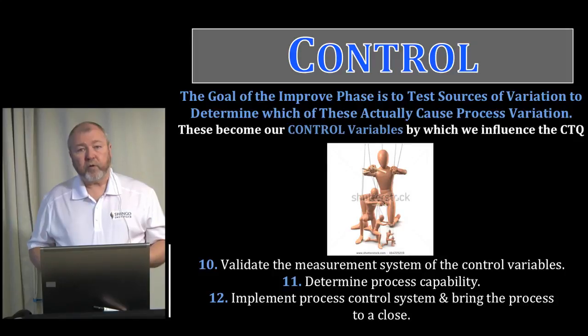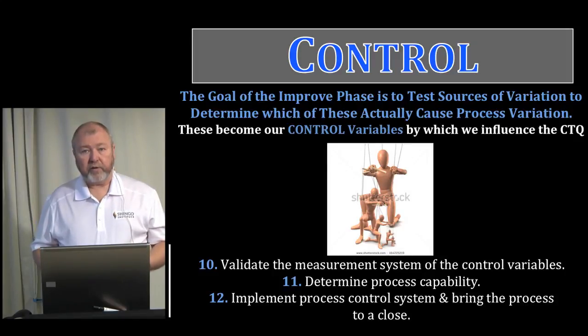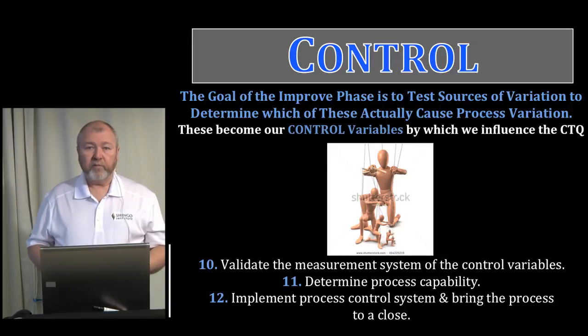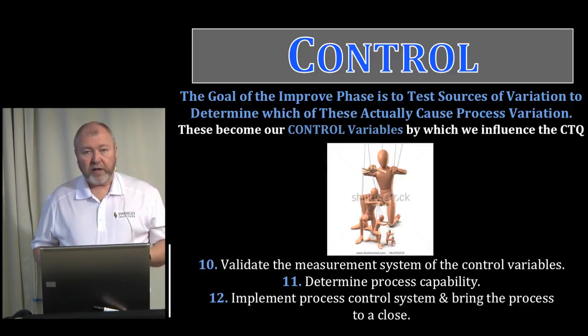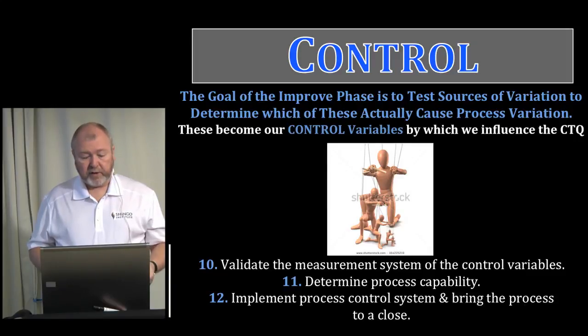Those things that we control become the control variables. Those are the things we're concerned about now in the control phase. So what we will want to do as steps in the control phase, steps 10, 11, and 12, would be to validate the measurement system for the control variables, to determine the process capability, and to implement the process control system and bring the project itself to a close.